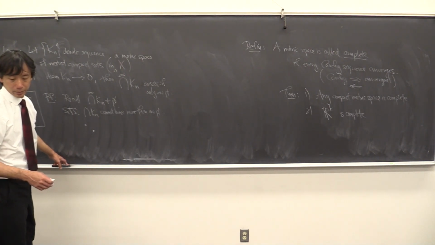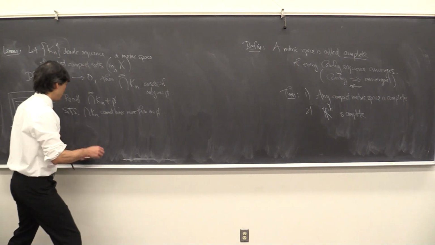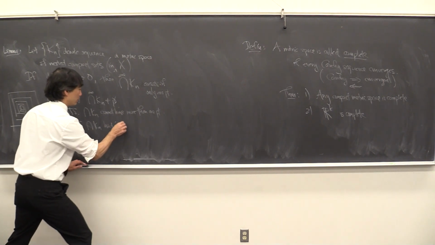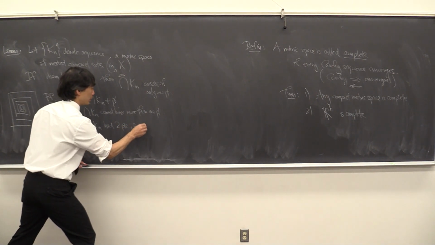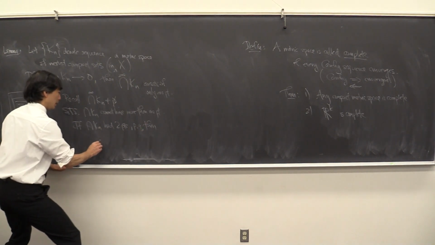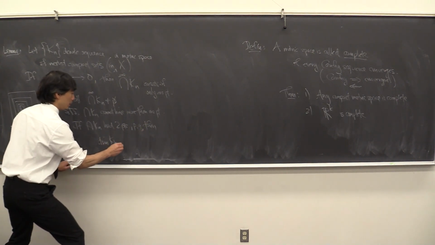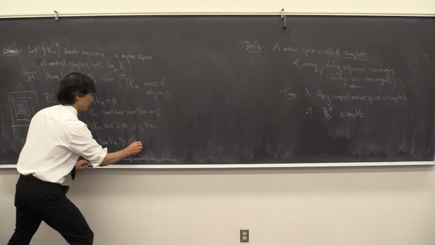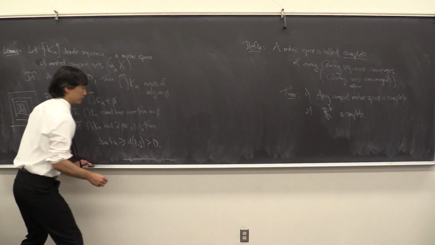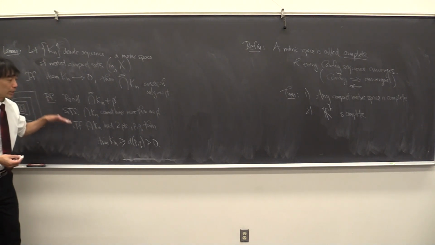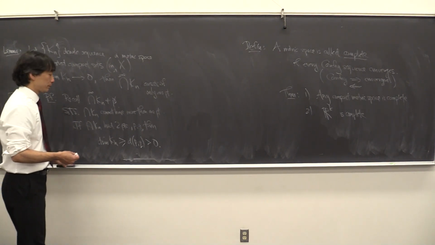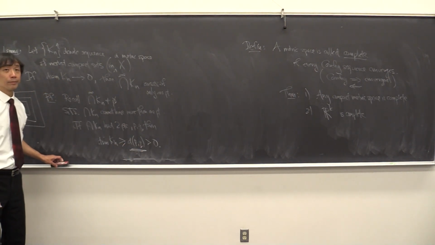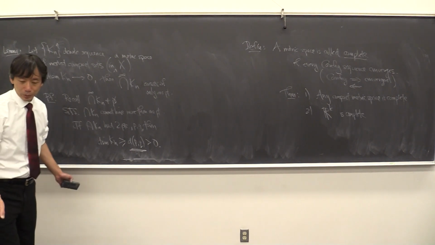So if this thing had 2 points, p and q, then the diameter of each K sub n would be greater than or equal to the distance between p and q, which is greater than 0. So there's no way you could get to 0. There would be this constant that you couldn't get smaller than. So that's pretty simple.